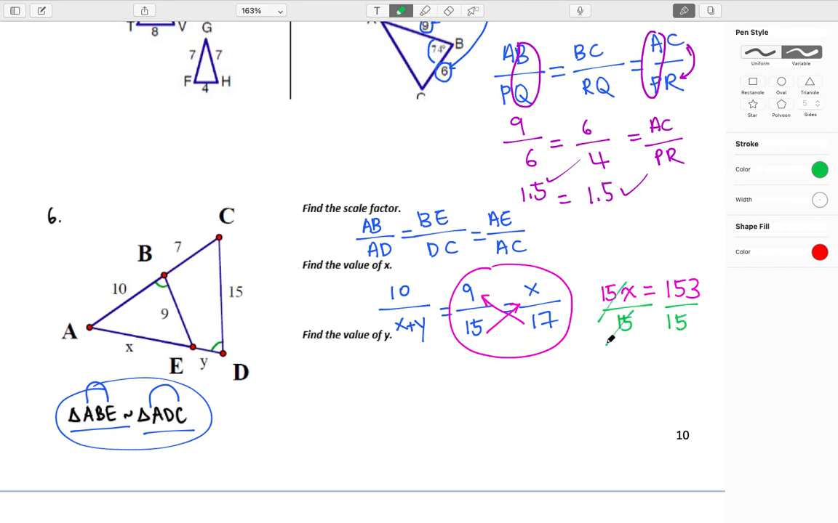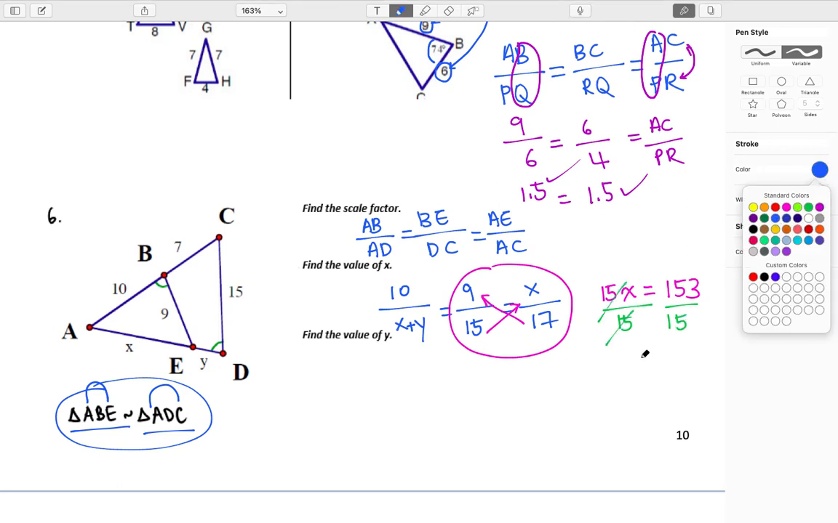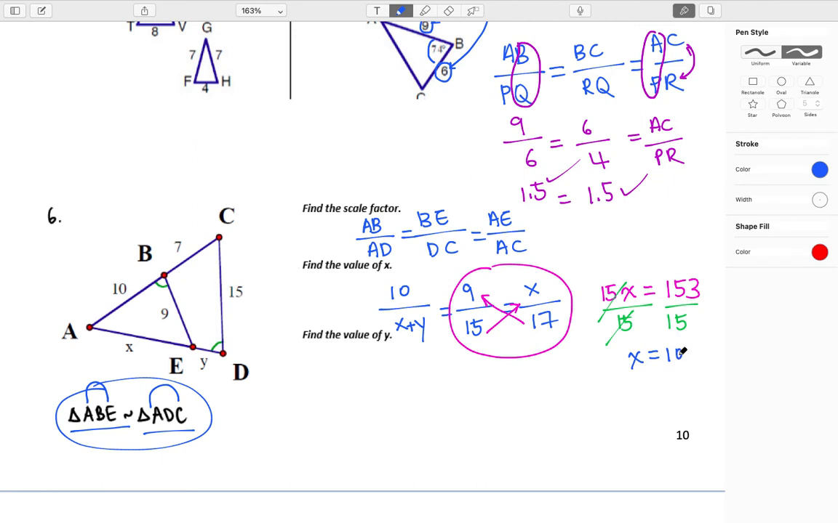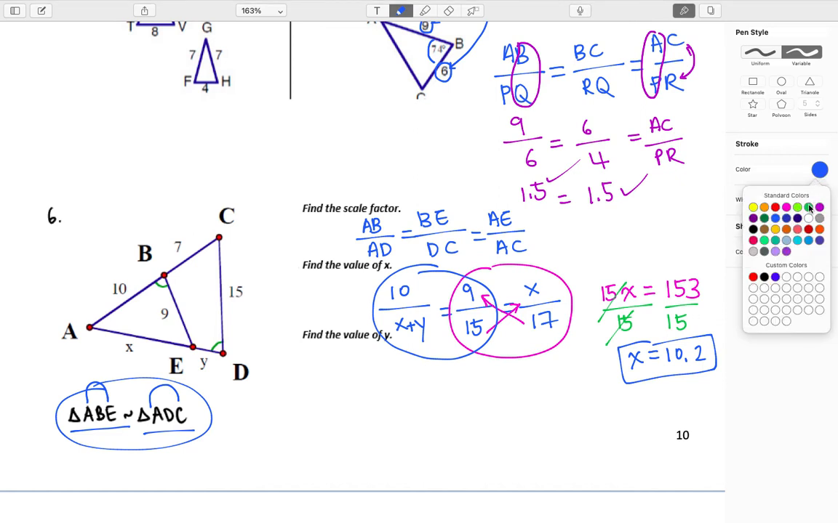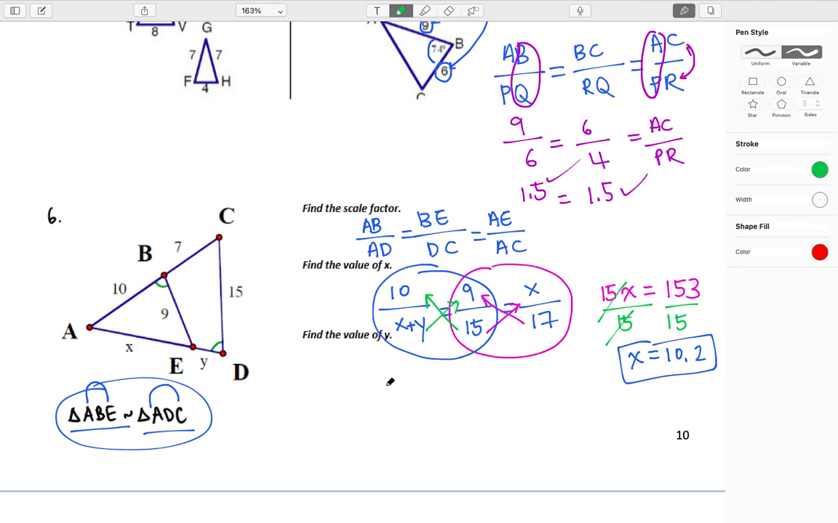So it cancels out. Therefore, x is equal to 10.2. Okay, so we found x. Now, in order to look for y, we're going to use these two proportionalities, because you can only use 2 out of the 3. You cannot use all 3 together. So same thing, we're going to cross multiply.